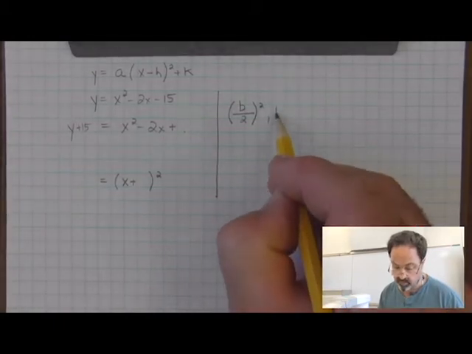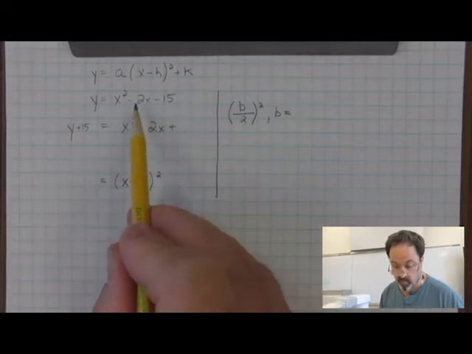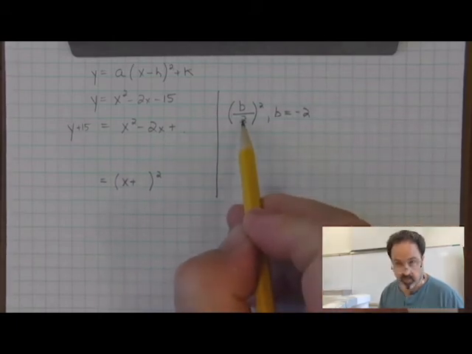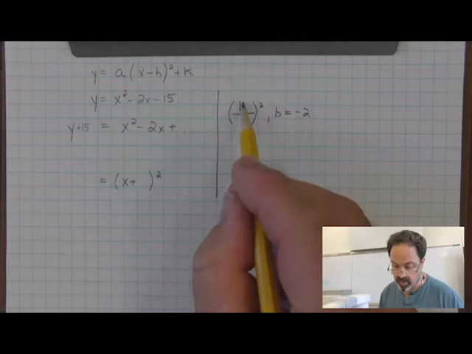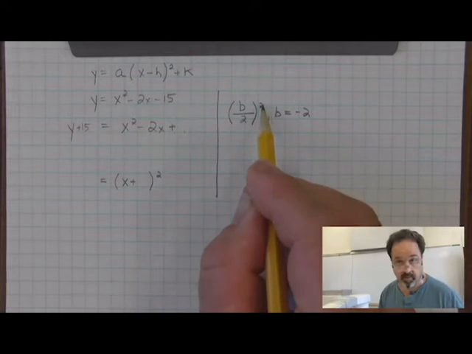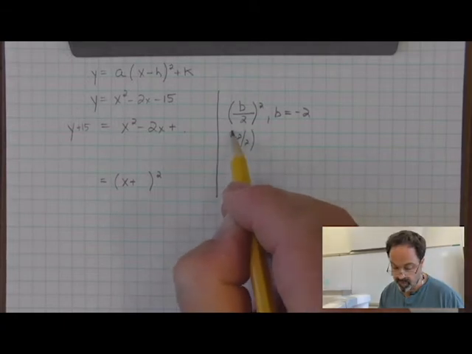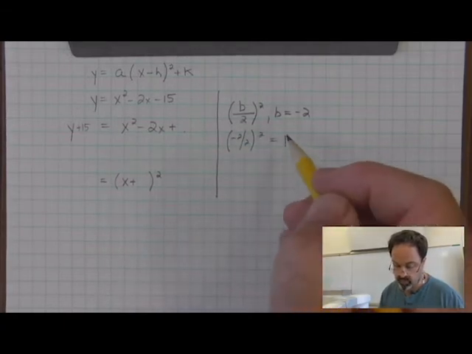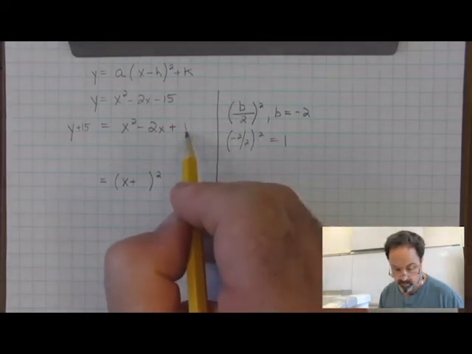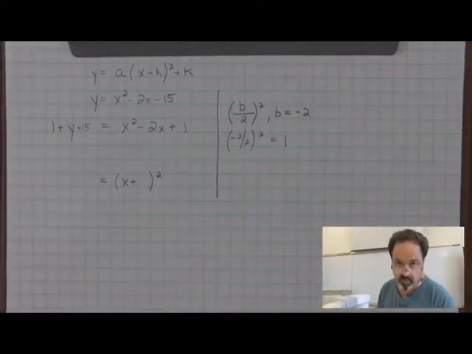In this case, b is equal to negative 2, because negative 2 is multiplying the x term. If I substitute negative 2 into this expression, I get negative 2 divided by 2 is negative 1, and then negative 1 squared is positive 1. So I have found what to add to both sides. If I add 1 here, then I also need to add 1 to the other side. What I do to one side, I must do to the other.